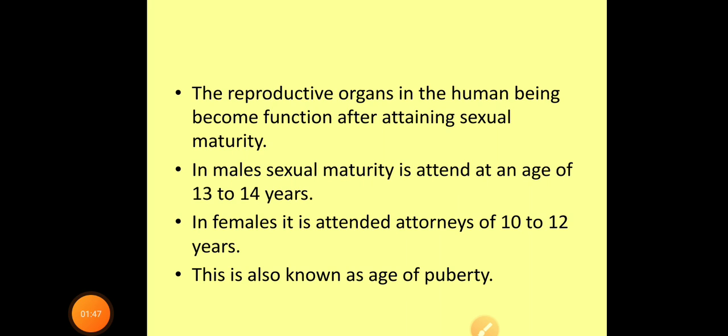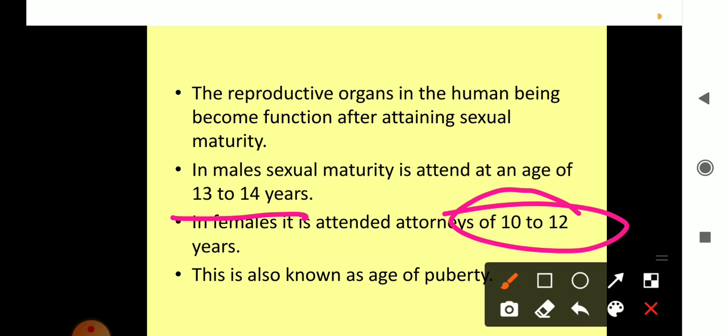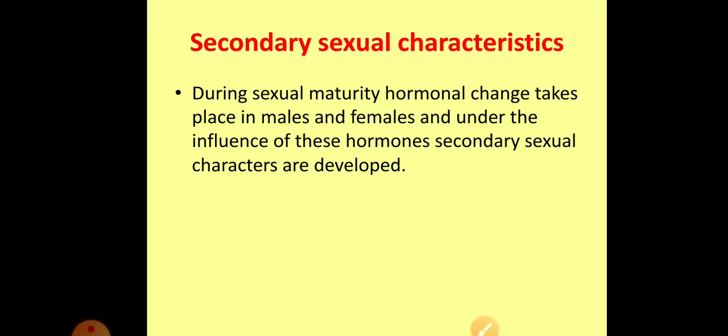In males, sexual maturity is attained at the age of 13 to 14 years, and in females, it is attained at the age of 10 to 12 years. And this age is known as puberty, right? During sexual maturity, hormonal changes take place in both males and females, and under the influence of these hormones secondary sexual characters are developed, right?